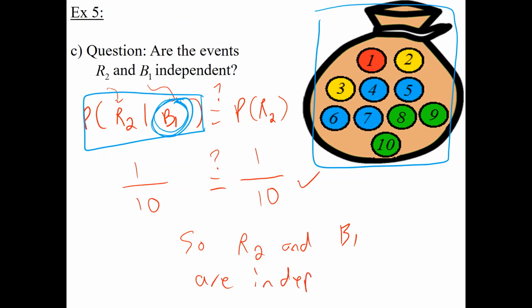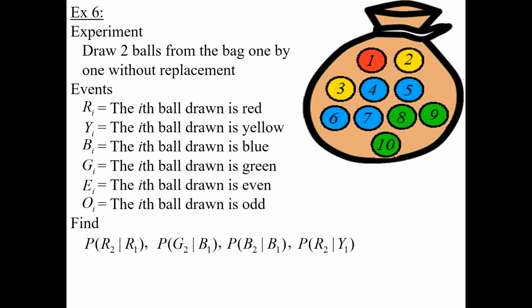Some of that might have been so easy that it's confusing, and again, I get that. But you'll see how it changes completely when we get to example 6. All right, let's look at that now. Once again, we're drawing 2 balls out of the bag, but this time it's without replacement. So things get more interesting here. And again, I'm asking you to find all these conditional probabilities. So let's go ahead and find the first one.